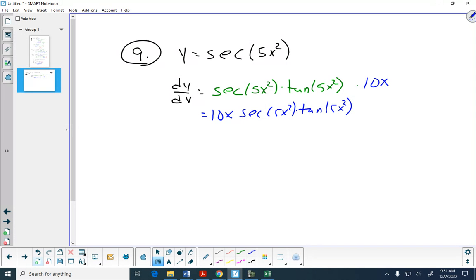We'll take a look at one more here. We'll take a look at number 8. We have y is equal to the cosine of x times the cotangent of x.